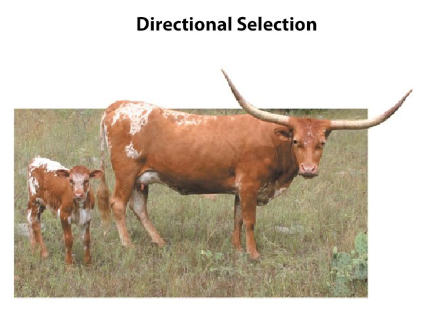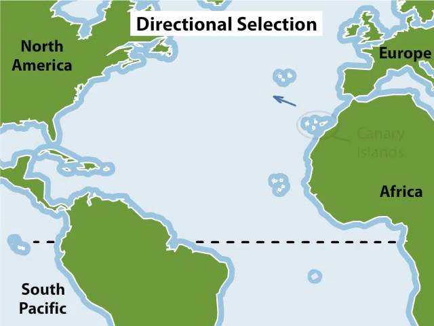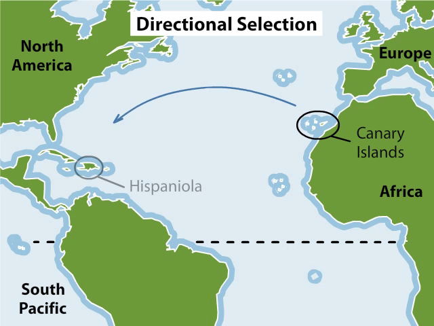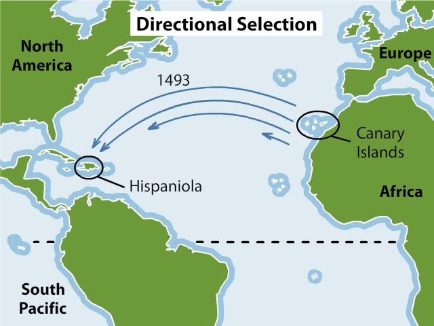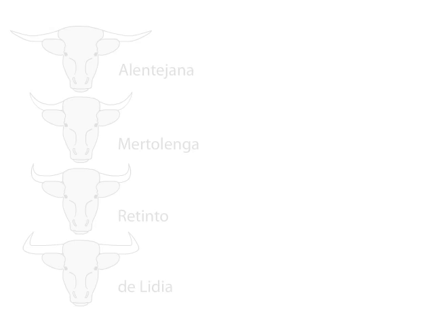directional selection. Texas Longhorns are descendants of cattle brought by Christopher Columbus from the Canary Islands to the island of Hispaniola in 1493. Ships continued to supply the New World with additional cattle up through 1511. Since then, all of the Iberian-derived cattle of the New World developed from these founding cattle.